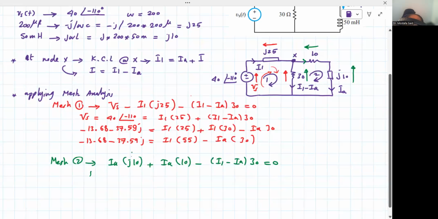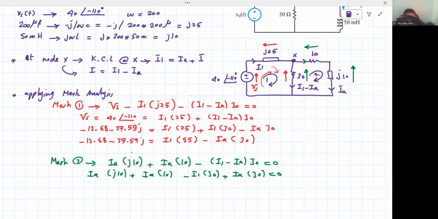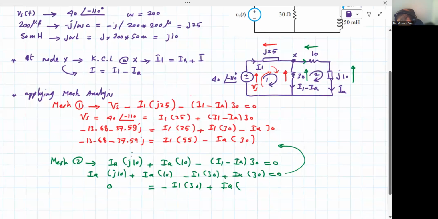So IA j10 plus IA 10 minus I1 30 plus IA 30 equals 0. I'm going to write it this way: the constant part here equals minus I1 30 plus IA multiplied by a bunch of constants, 40 plus j10.